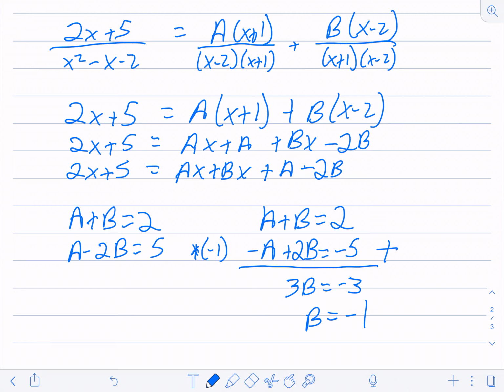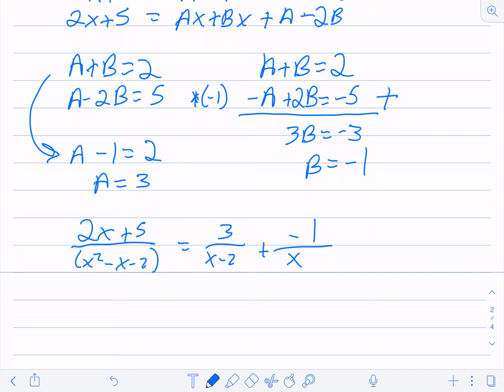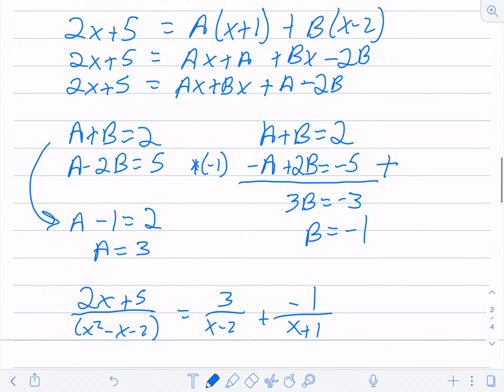And if b equals negative 1, well, then I can use that equation, say a minus 1 equals 2, so a must equal 3. So my answer for the expression 2x plus 5 over x squared minus x minus 2 is going to be equal to, we said a is 3, so 3 over x minus 2 plus negative 1 over x plus 1. And there's my answer.